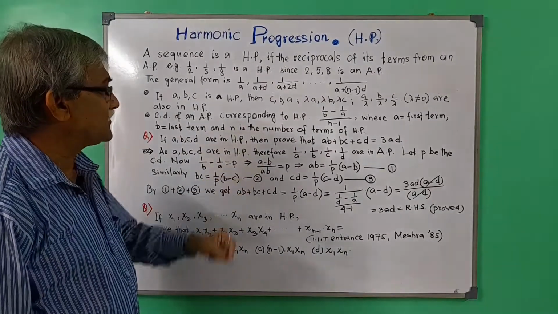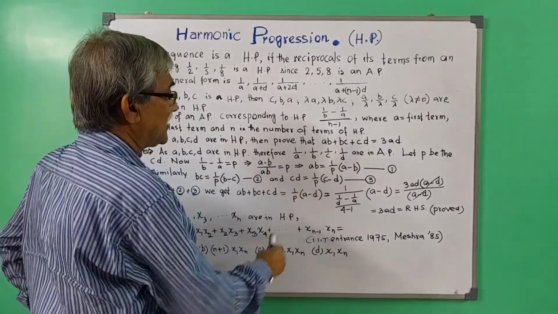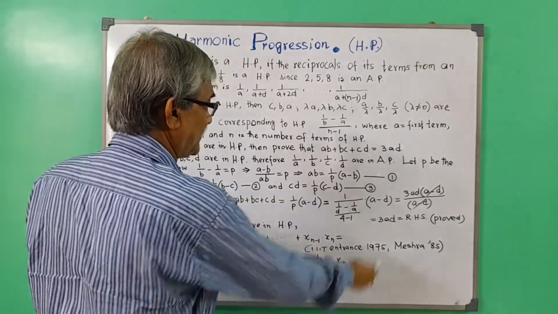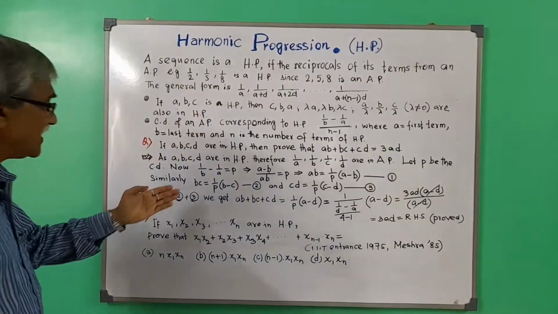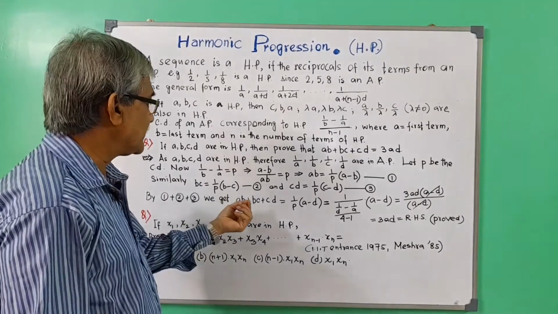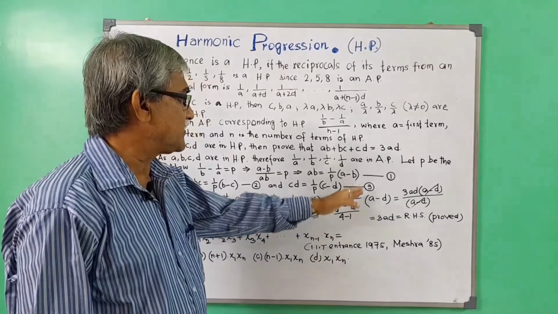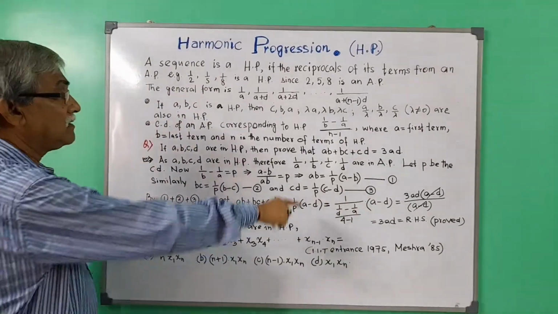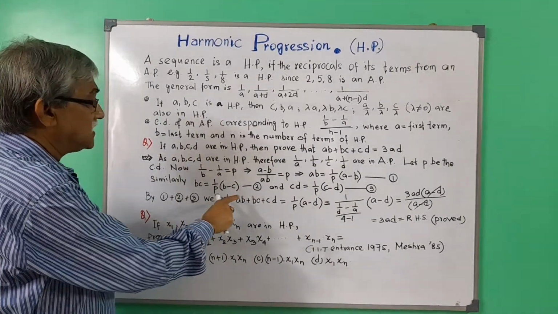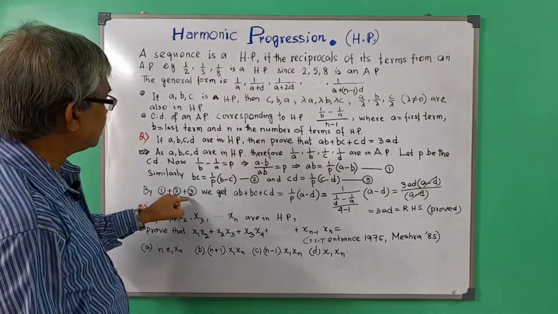Therefore, by simplifying, you get (A minus B) upon AB is equal to P, or you just transpose it. So AB is equal to 1 upon P whole into (A minus B). That will be equation 1. Similarly, BC is equal to 1 by P into (B minus C), equation 2, and CD is equal to 1 by P whole into (C minus D), equation 3. Now, what is there in the left hand side to be proved? That is AB plus BC plus CD, which we get by adding these three equations, 1 plus 2 plus 3.